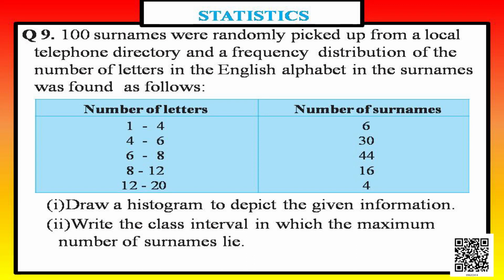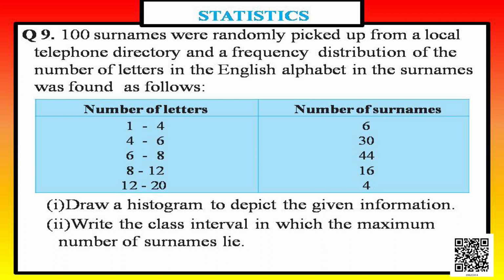Our next question is number 9, which says 100 surnames were randomly picked up from a local telephone directory and a frequency distribution of the number of letters in the English alphabet in the surnames was found as follows. We were given a table with the first column, number of letters: 1 to 4, 4 to 6, 6 to 8, 8 to 12, 12 to 20, and in the second column, number of surnames: 6, 30, 44, 16 and 4.